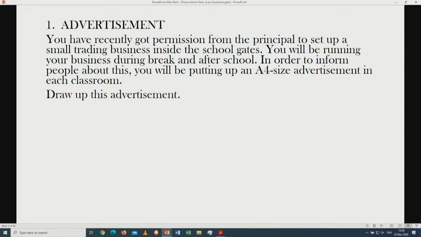Again, some more short transactional stuff here. An advertisement. Here again, you're putting up an A4 size advertisement in the classrooms. You're going to be running a small trading business inside the school gates. I doubt if this would ever happen in reality, but it's a nice thought. And there we are, draw up this advertisement. And don't include dumb things such as come one, come all. That is overused, it's a cliche. It must be original, it must be different.